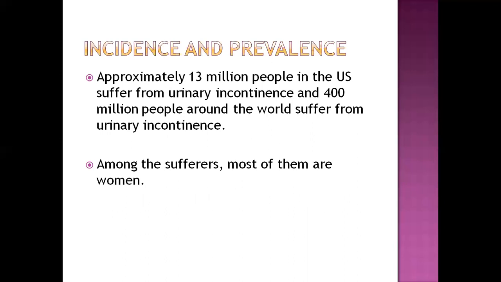Incidence and prevalence of stress urinary incontinence. Approximately 13 million people in the US suffer from urinary incontinence, and around the world 400 million. Among sufferers, most of them are women because menopause is a natural phase that occurs in every woman, and urinary incontinence is one of the symptoms of menopause. So there are chances that women will be more susceptible.